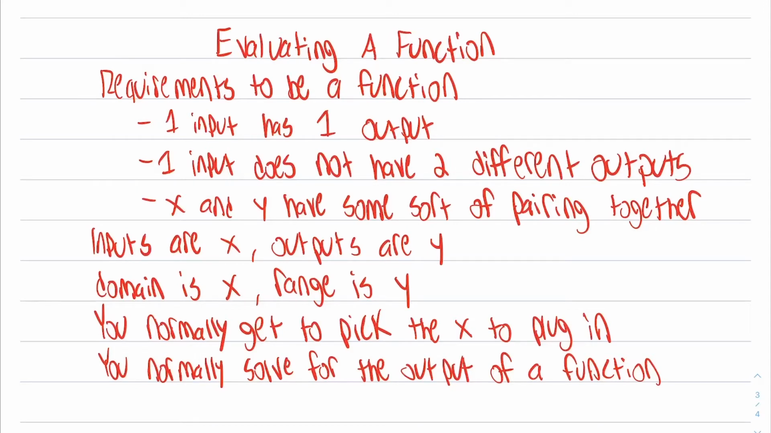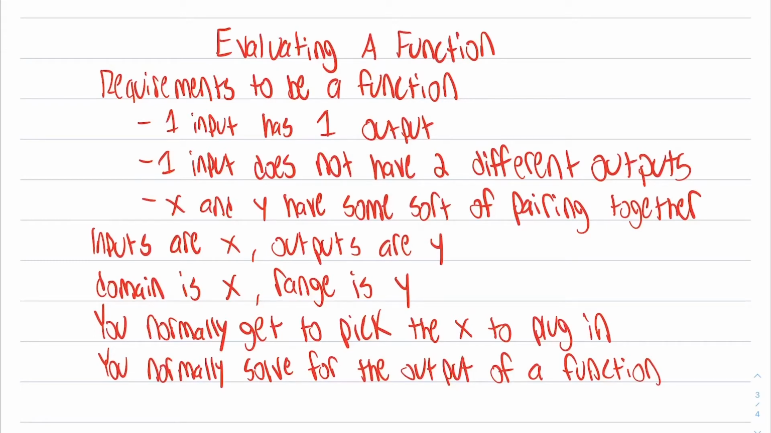X and Y have to have some sort of pairing together. X's and Y's don't have to just be plain numbers. They could represent real things, and that's why we sometimes use the words inputs and outputs. For example, you wouldn't say tacos are your inputs and cheeseburgers are your outputs. Those two things, there isn't really a relationship between them. You wouldn't be able to make a function with those two things. They have to have some sort of pairing together normally.